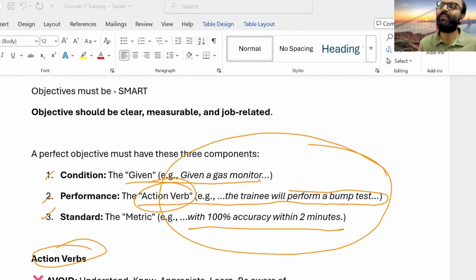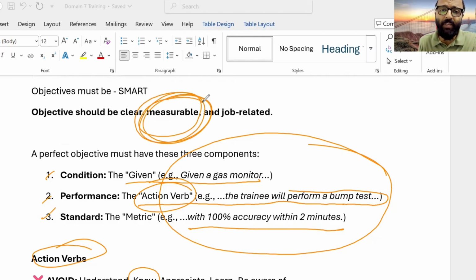See, "I understood" is not an action word. What you understood, how much you understood, we don't know. "I know that I can do that." No, no. How much do you know? आपको कितना समझ में आया? किसी को मालूम नहीं. It is not measurable. Objective should be measurable. We are telling it should be clear.